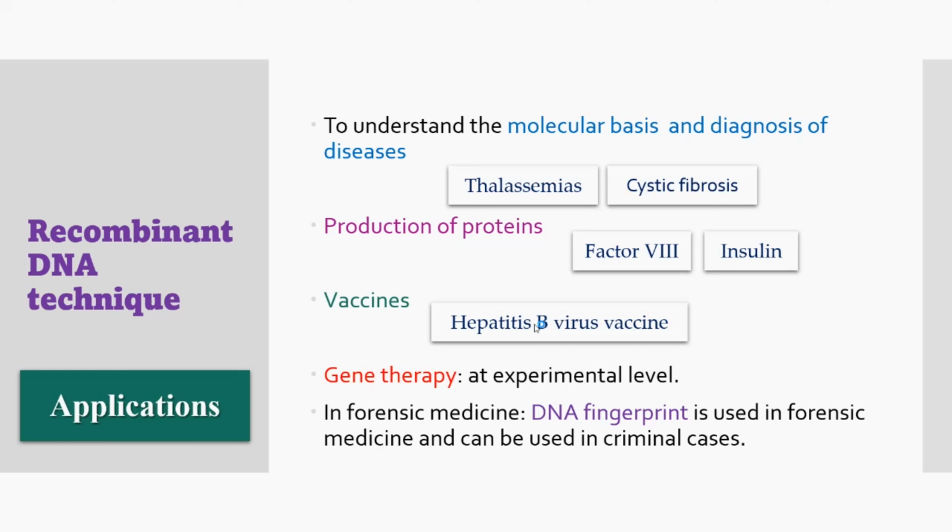So not only molecular basis or diagnosis, production of proteins and vaccines, even recombinant DNA technique is utilized in gene therapy. Currently, it is at experimental level. In forensic medicine or medico-legal cases, to identify criminals, we can use DNA fingerprinting, which uses recombinant DNA technique. This is about recombinant DNA steps and uses.